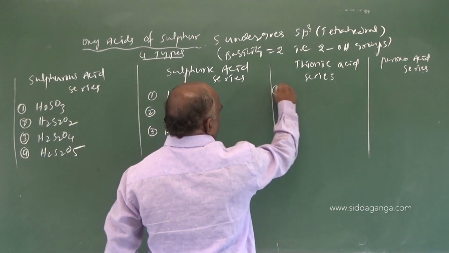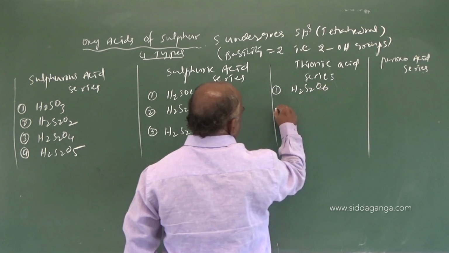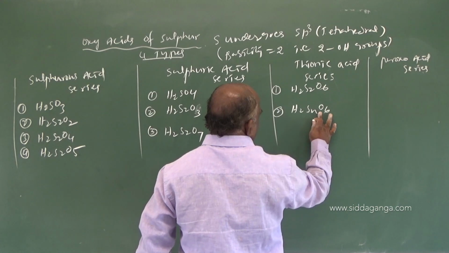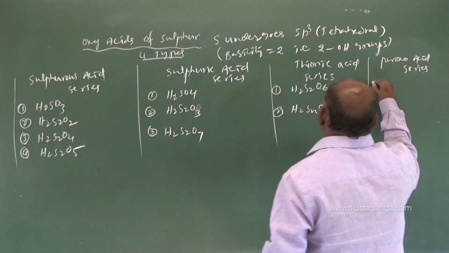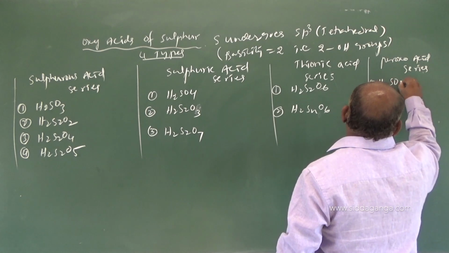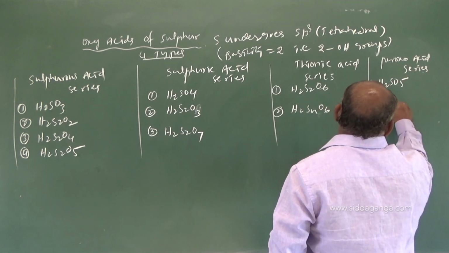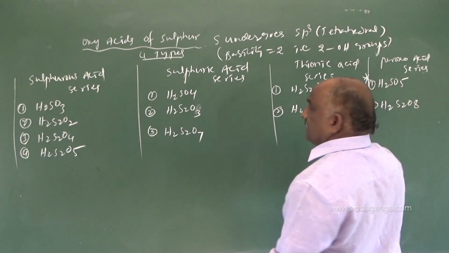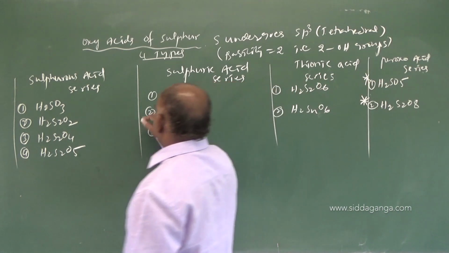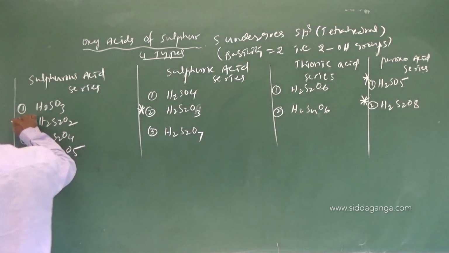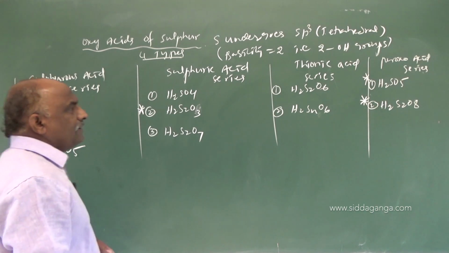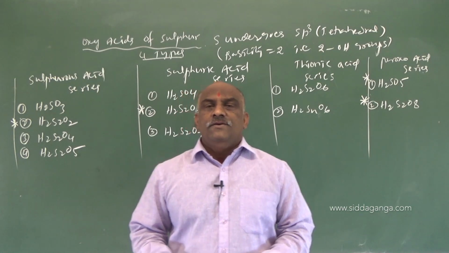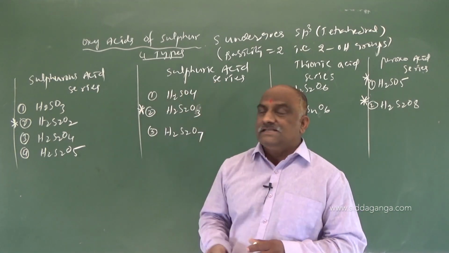While going to this, H2S2O6, H2SnO6, with n S's. And while coming to this, H2SO5 and H2S2O8. These two are very important, and this is also important, and this is also important. So here these are the oxyacids of sulfur.